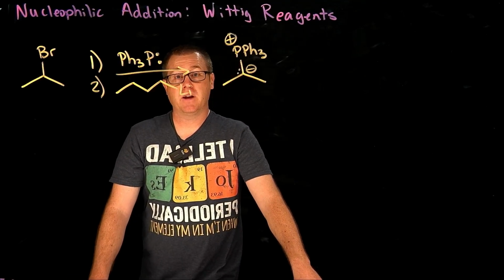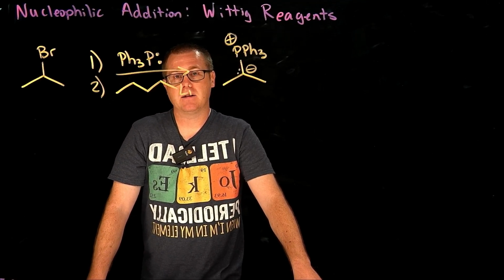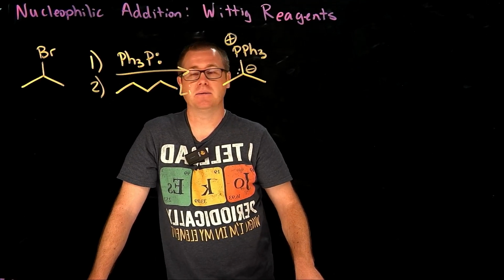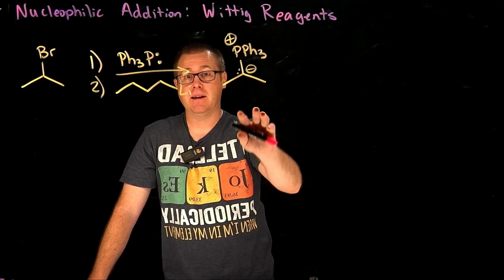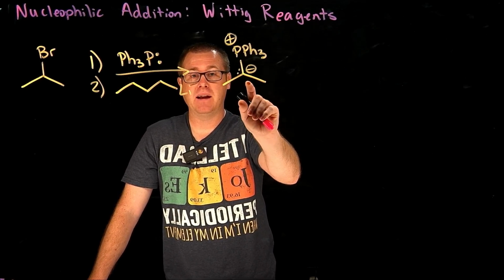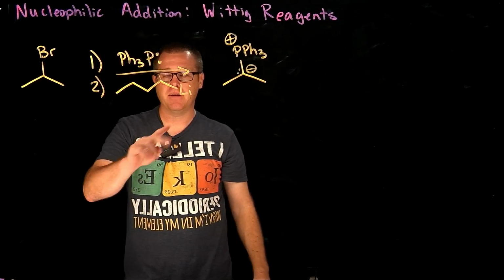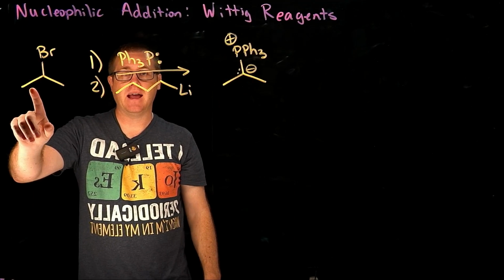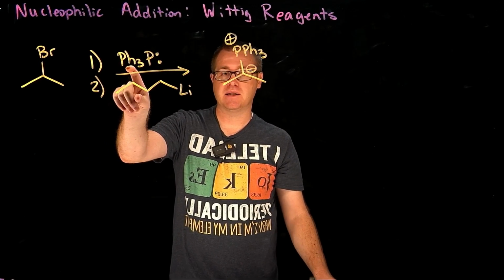So in the previous video, we talked about the Wittig reaction and how it converts aldehydes and ketones into alkenes. In this video, we're going to talk about how to generate and make the Wittig reagent. And the way that you do that is in two steps. First, you take an alkyl halide and treat it with triphenylphosphine.